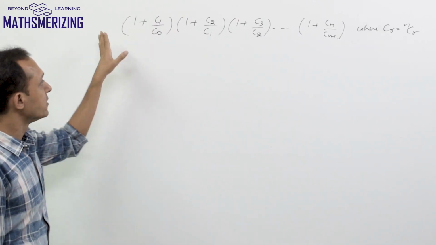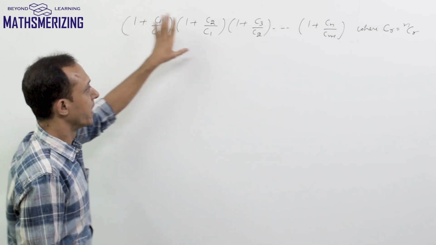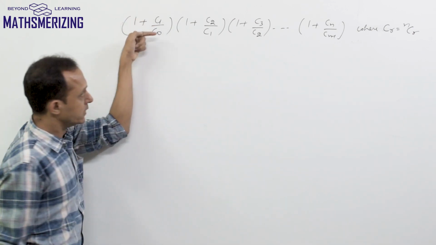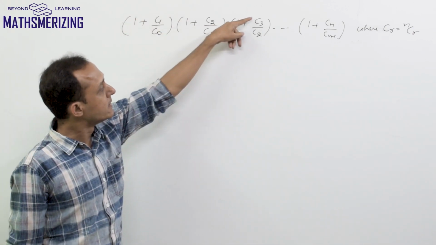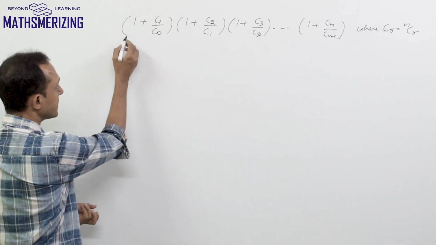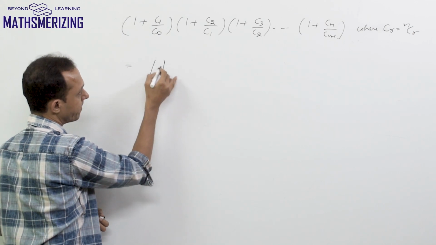Now in this, I need to simplify this expression, which is 1 plus C1 upon C0. For brevity, we are going to write nCr as simply Cr. So C1 upon C0, 1 plus C2 upon C1, 1 plus C3 upon C2, and 1 plus Cn upon Cn minus 1. Now in this case, I have a product. So what I'll do is, I'll write its general form and I'll use pi.